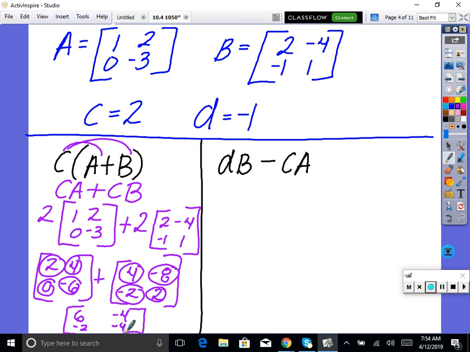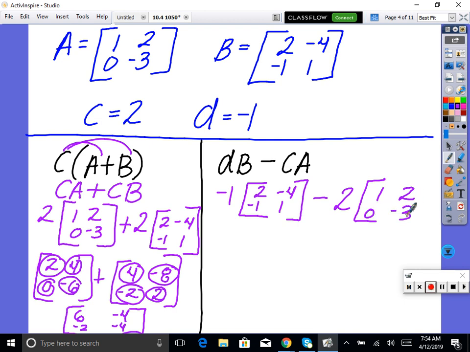So I'm not going to do this next one. I'm just going to show you what it would look like. So we would have b times b, so that'd be negative 1 times b. So that'd be 2, negative 4, negative 1, 1. Then we're subtracting it from 2 times 1, 2, 0, negative 3. So wouldn't I distribute negative 1 in? I could just distribute 2 in and then subtract them all, couldn't I? Or couldn't I distribute negative 2 in and then make it an addition problem? Do I need to go through that? Because I won't, if you don't need me to. Okay.